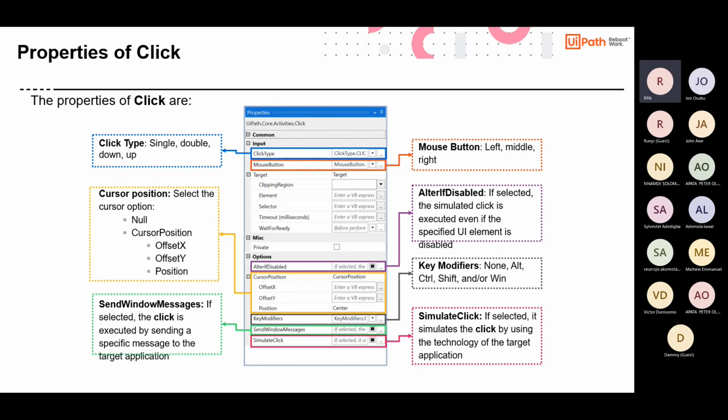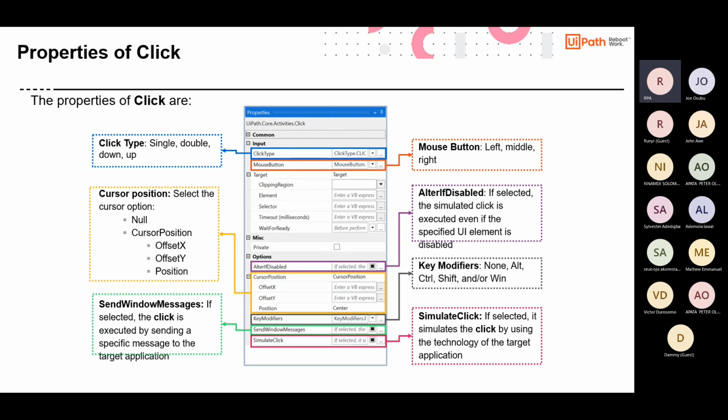Now that is the simulate click. It handles your click action or activity. Yes, you interact with the application I'm working on, also in the background, and so this is also very fast. But what is the difference between the send window messages and the simulate click?